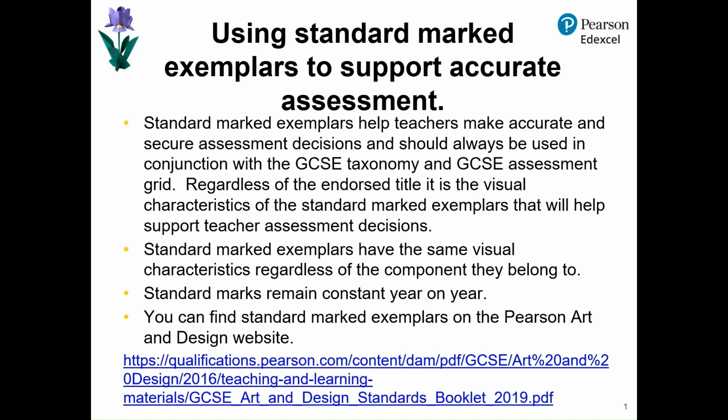We're going to look at a standard marked exemplar later in this presentation from the online exemplar gallery. The exemplars in the gallery are an integral part of GCSE Art and Design assessment training and can be downloaded and used to help you make fair and accurate assessment decisions.